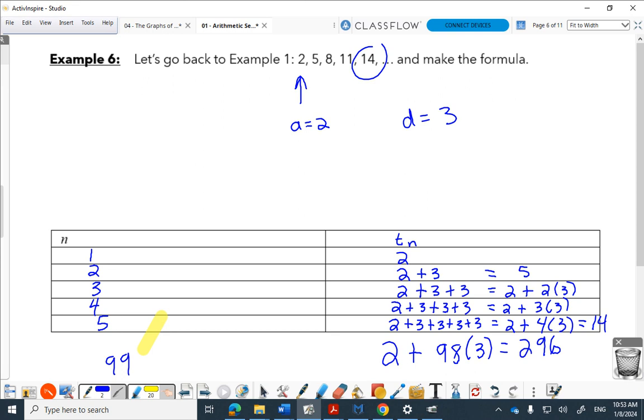Okay? 1 less. That's why the n minus 1. The n minus 1's awkward, I know. But it's 1 less than the term number. To get to the 99th term, you only add the common difference on 98 times. Yeah? Questions?